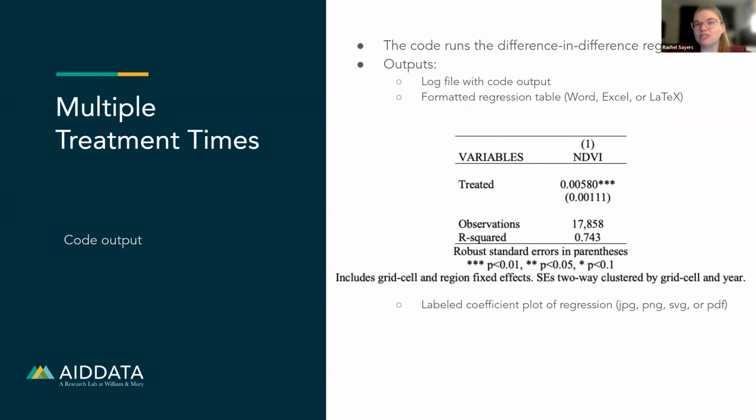So again, we have put together some code for you to use that runs a difference in difference regression with the multiple treatment times. The output of this is a table that just has one variable. It's much easier to interpret. And this is the treatment effect.